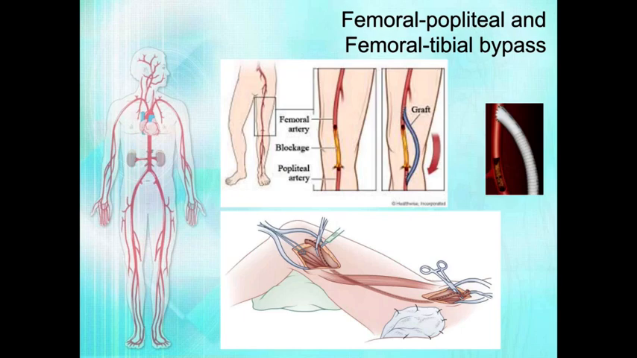The greater saphenous vein is the longest in the body and is also used for coronary bypass grafting. If the popliteal artery is diseased, the surgeon may bypass to a more distal part of the popliteal or down lower to the tibial artery, thus making this procedure a femoral tibial bypass, a fem-tib.